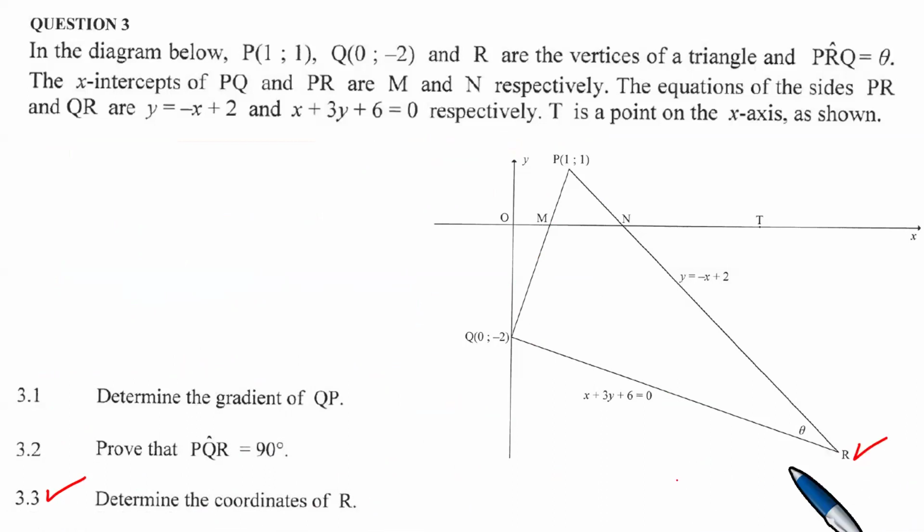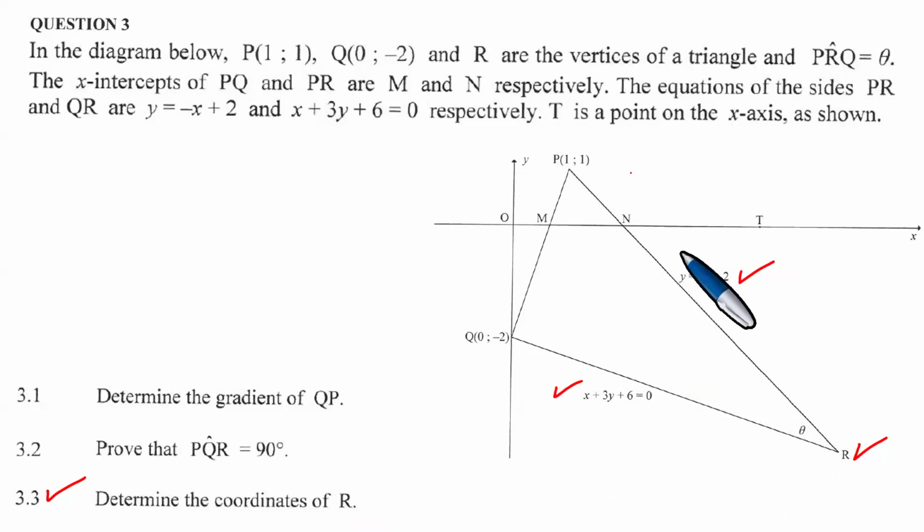The coordinates of R. To determine the coordinates of R, what do we do? Straightforward. We can see there are two lines. The line whose equation is y equals minus x plus 2, and another line whose equation is x plus 3y plus 6 equals 0. These two lines intersect at the point R, and we want to determine the coordinates of R.